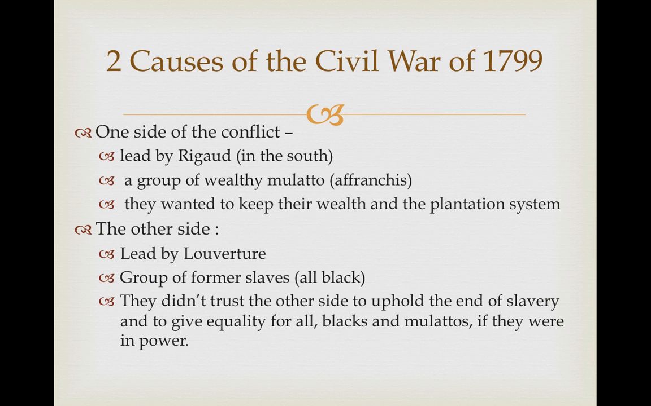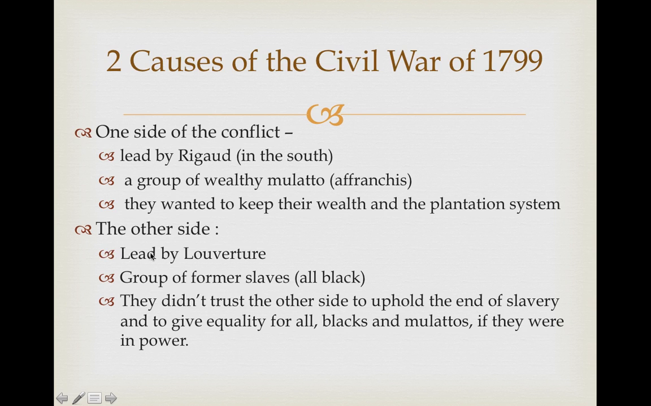So we're going to look at the 2 causes of the war. So on one side of the conflict, it was led by a French colonist named Rigaud, and he was in the south. He was a leader of a group of wealthy mulatto or affranchis, the ones that had the plantations, and they wanted to keep their wealth and they wanted to keep the plantation system.